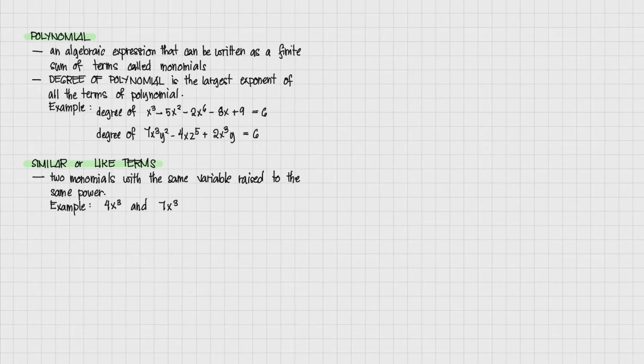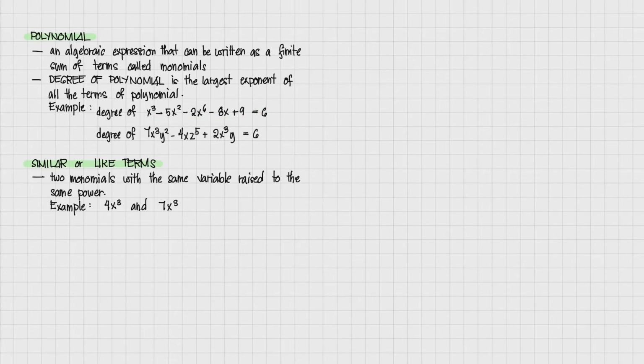Polynomial. A polynomial is an algebraic expression that can be written as a finite sum of terms called monomials. The degree of a polynomial is the largest exponent of all the terms of the polynomial. So an example, you have x raised to 3 minus 5 times x squared minus 2 times x raised to 6 minus 8 times x plus 9. And the degree of this polynomial is equal to 6.